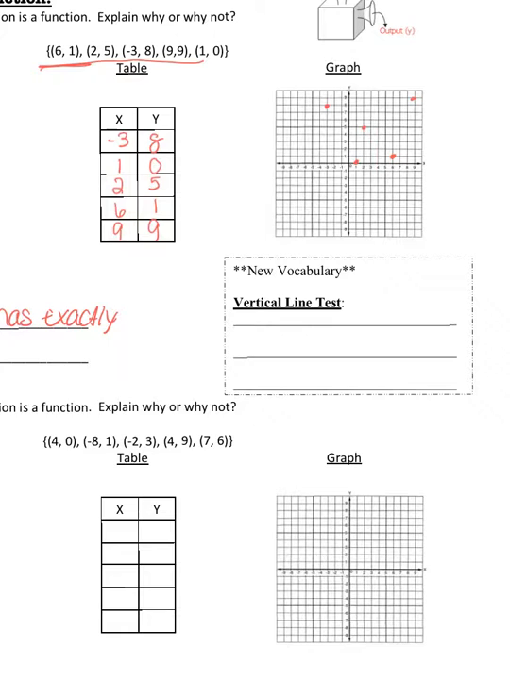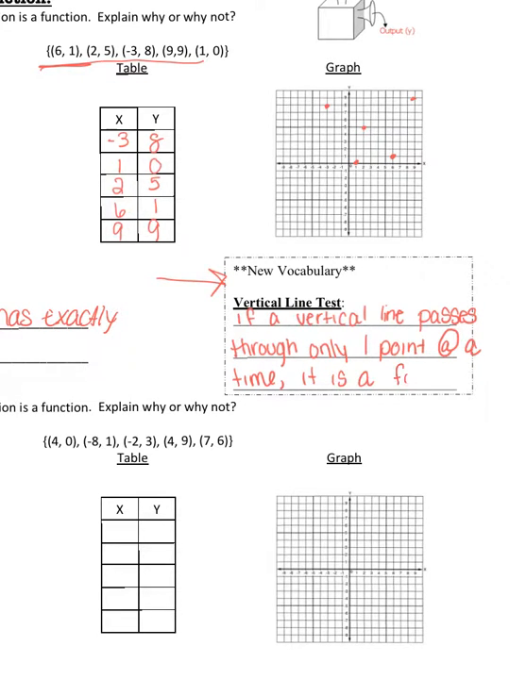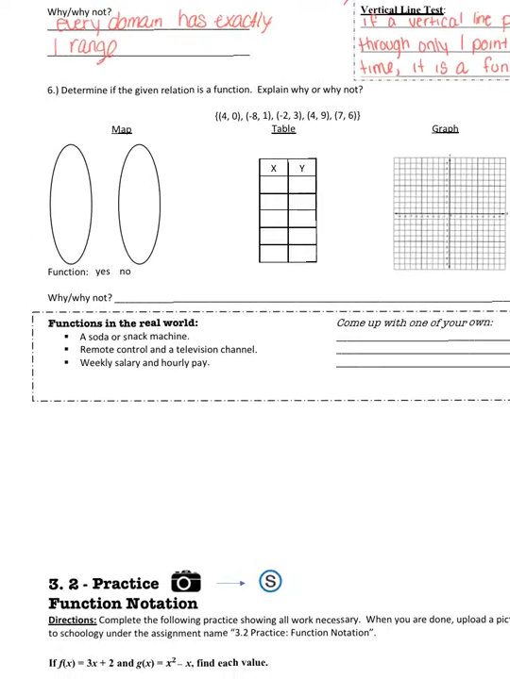So for that definition here, here's what we're going to write. We're going to say if a vertical line passes through only one point at a time, it is a function. So it passes the vertical line test. And that's actually another reason why you would explain if something is a function or not. So then why don't you guys try the next one on your own?